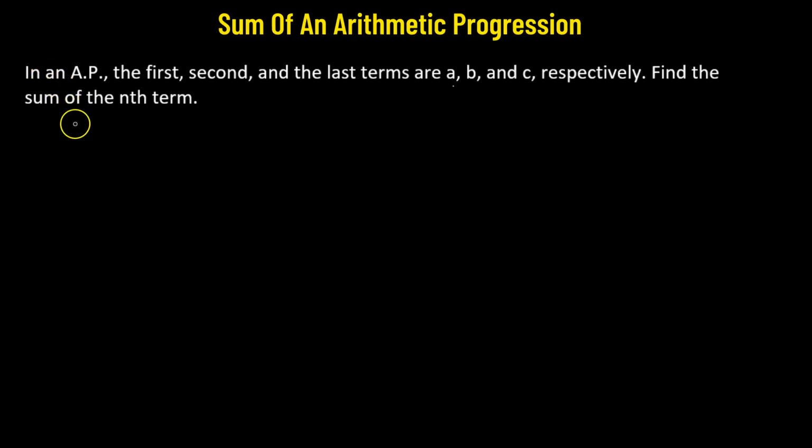So here in this particular question, we have an arithmetic progression whose first, second, and last terms are A, B, and C. We need to obtain the sum of the nth term. So let's begin. First, let's begin by writing down whatever we are being provided with.